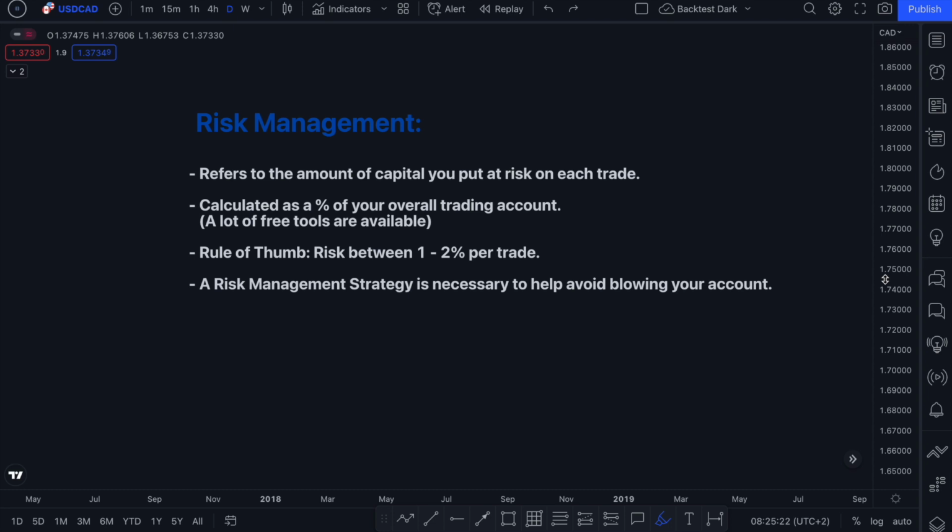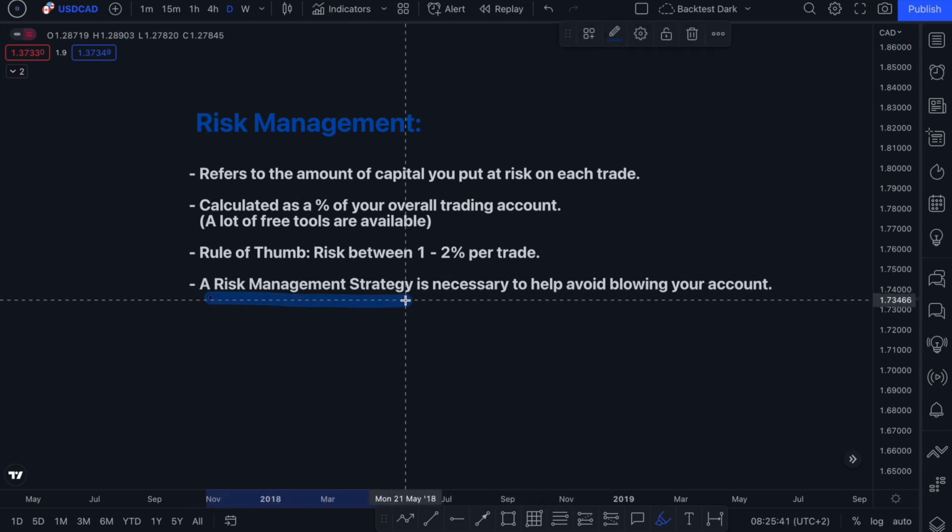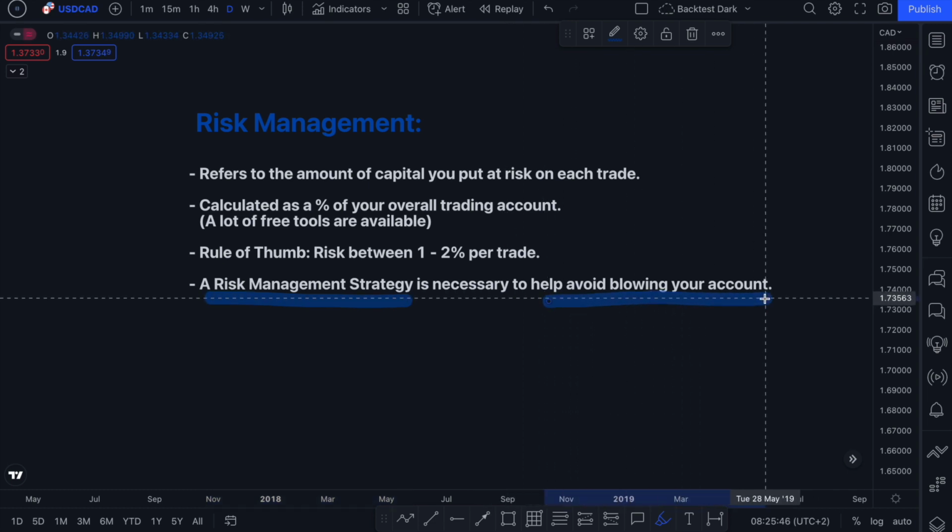Now, the general rule of thumb when it comes to risk management is that you want to be risking between 1 and 2% per trade, all right? And I will dive into why this is the case, but generally speaking, you want to be risking between 1 to 2%, all right? Now, a risk management strategy is necessary to help avoid blowing your account.